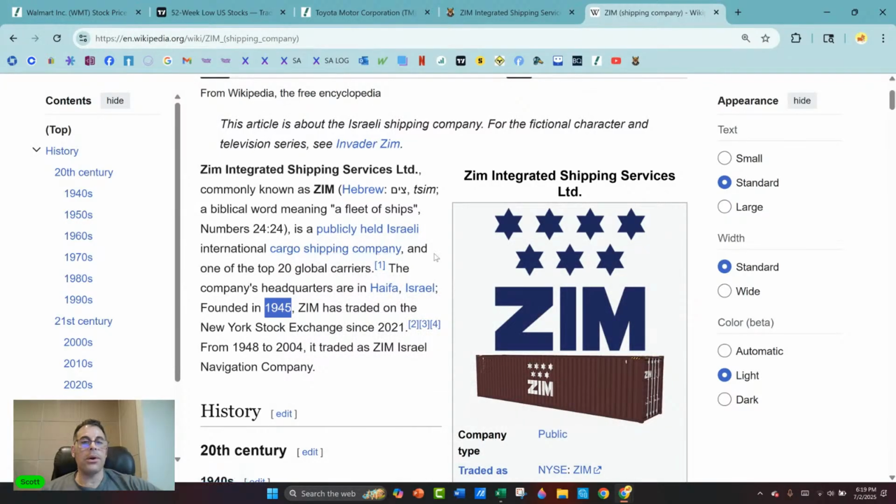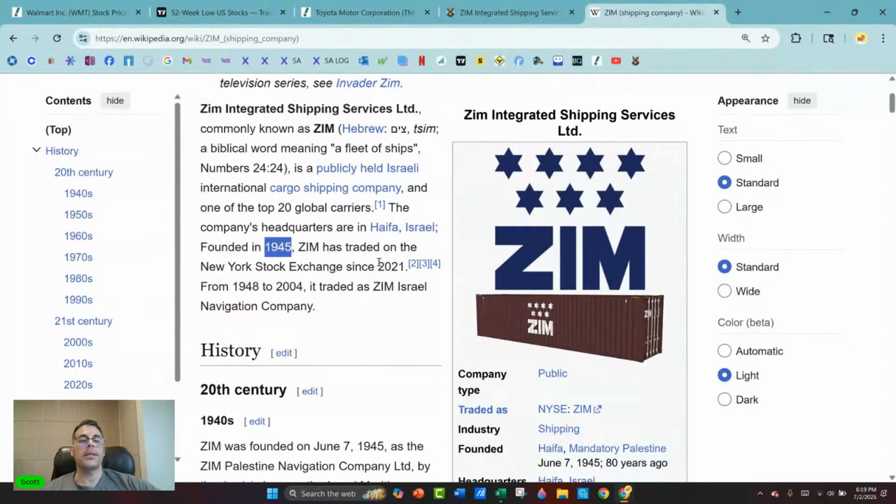It's an international cargo shipping company, one of the top 20 global carriers, founded in 1945. It started trading in 2021. But from 1948 to 2004, it traded as Zim Israel Navigation Companies. So I think they did something slightly different than dry bulk cargo.